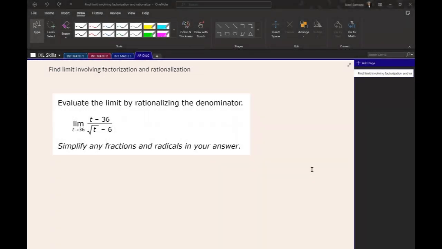All right, so we're going to continue here with finding limits that involve rationalization or factorization. We already saw one example of factorization. Here we're going to take a look at how rationalization works. Rationalization is a process where you multiply the numerator and the denominator by the conjugate of the denominator.